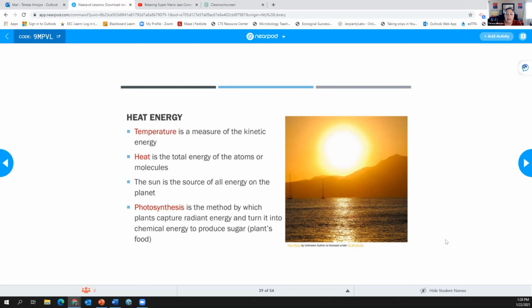Okay, so it's just this big cycle, but everything is coming from that sun in terms of that energy. And so photosynthesis is that process by which plants capture that radiant energy and then they turn it into that chemical potential energy, which they use for their food to help them function.